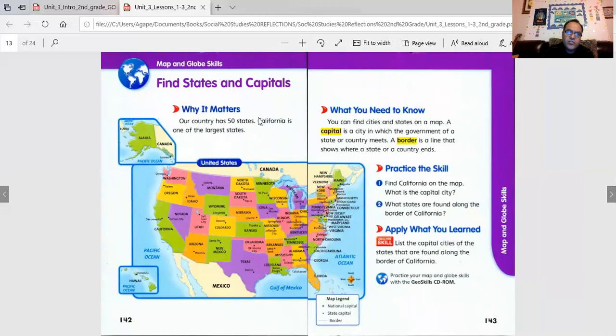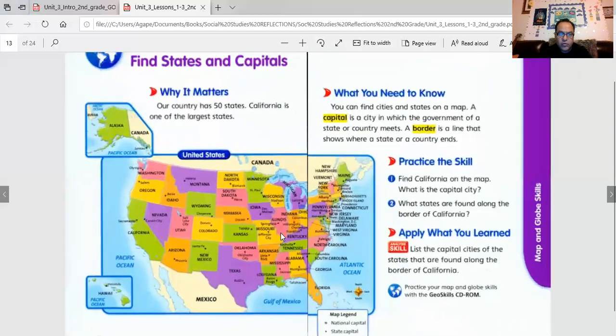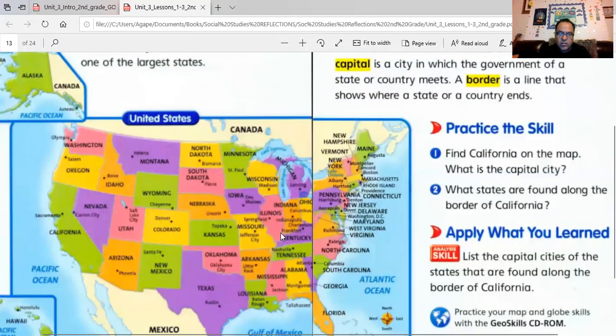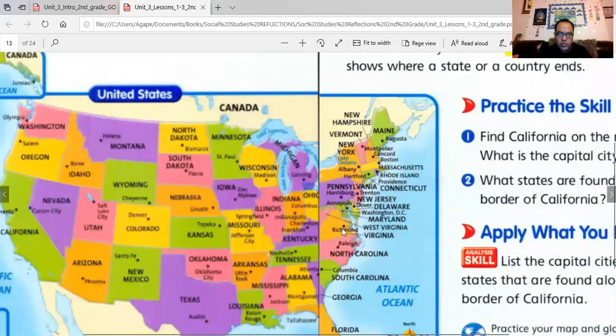Think about finding states and capitals. Here are the states. The words written in capital letters are all the states, and the words written in regular are the capitals. It gets a little blurry when I start expanding the screen like this. But as you see, California, Sacramento, Nevada, Carson City. But we would say Sacramento, California.